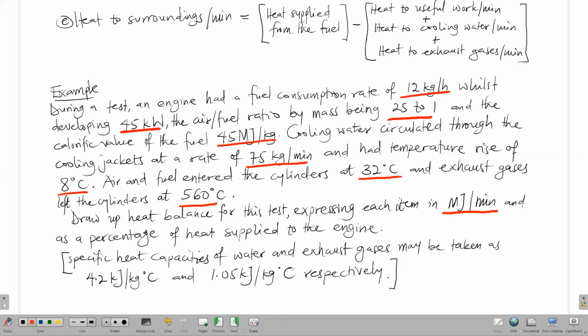We were given specific heat capacities of water and exhaust gases as 4.2 kilojoules per kilogram degree Celsius and 1.05 kilojoules per kilogram degree Celsius respectively. So as a result of conducting the test on the engine, we got these as our data that we're going to use to be able to draw up an account of how the heat energy produced from burning the fuel got used.